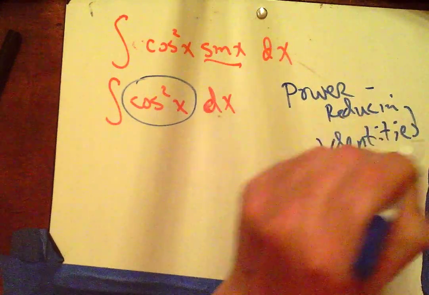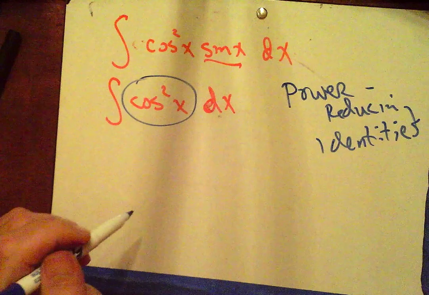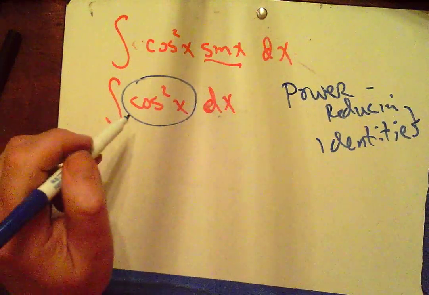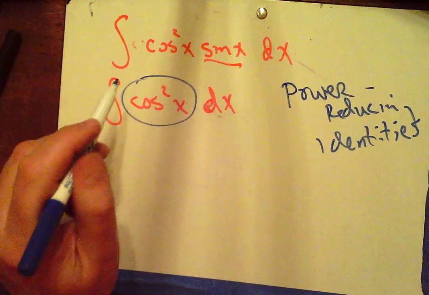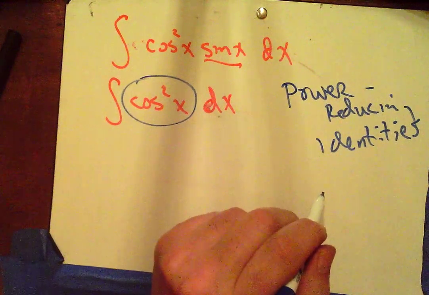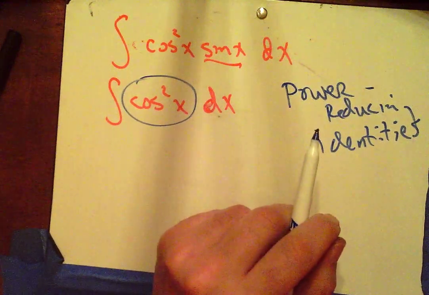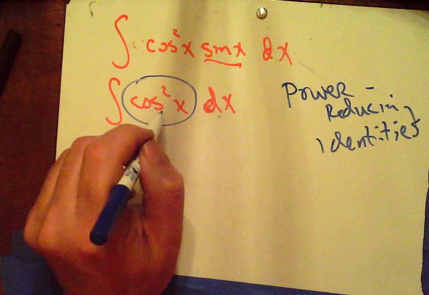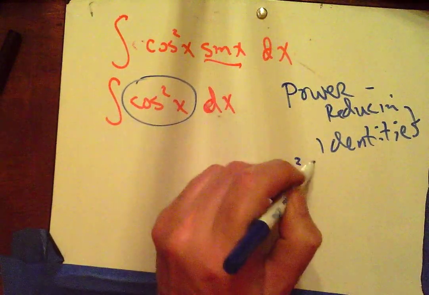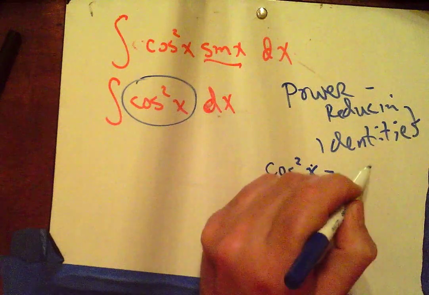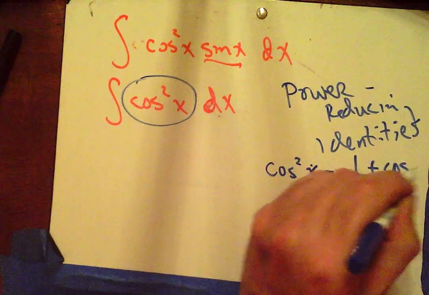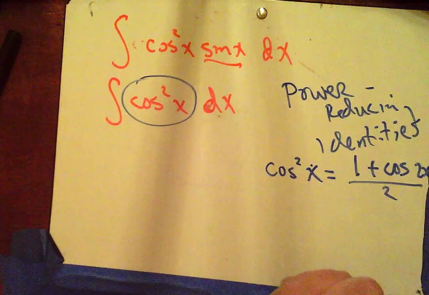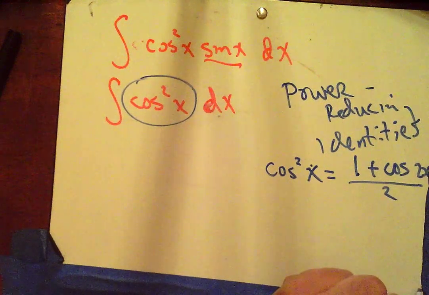It's why we reviewed them in trig. It's why we reviewed them back in August when we were doing our trig review. I know you've forgotten them, but guess what? Yeah, you can't do that. So cosine squared, well, I know that cosine squared is the same as 1 plus cosine 2x all over 2. How is this going to help?